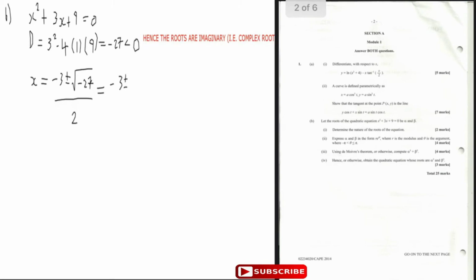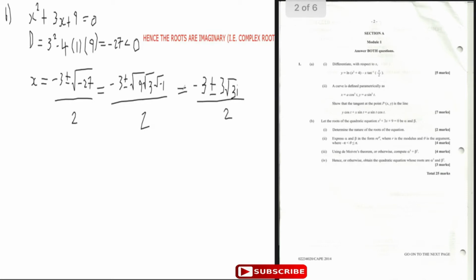How can I break this up? I know this can be broken up as the square root of 27, which looks like the square root of 9 times the square root of 3 times the square root of negative 1, over 2. Yes, this looks like how to break it up. Then the square root of 9 is 3, and the square root of minus 1 is i. So it works out to be minus 3 plus or minus 3 root 3i over 2. All right, that's what I'm getting.